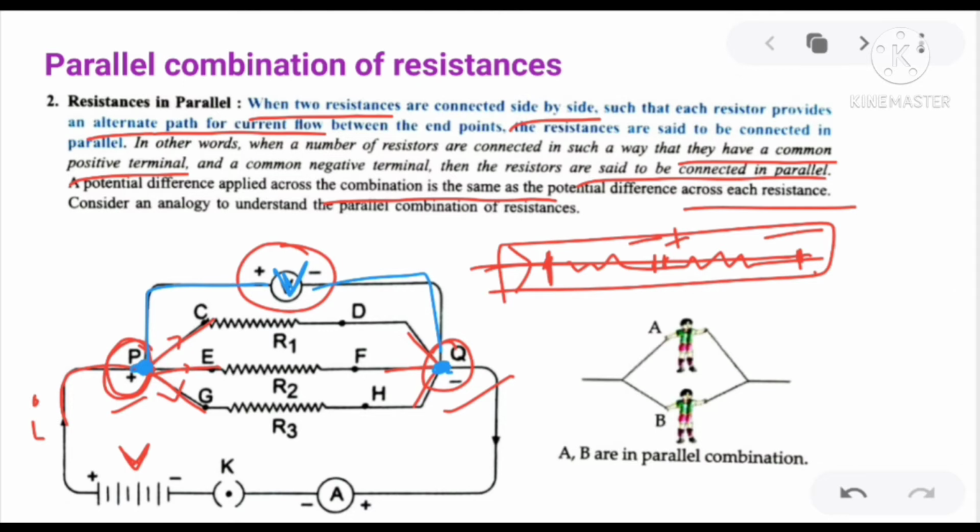So for the whole combination, this is the potential difference, and this is the same as the potential difference across the first one, the second one, and the third one.